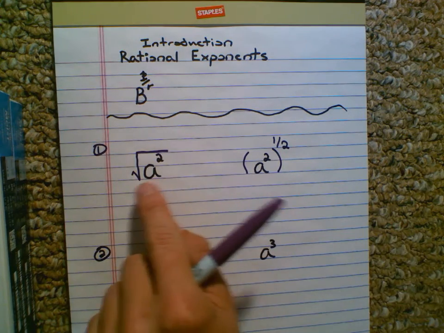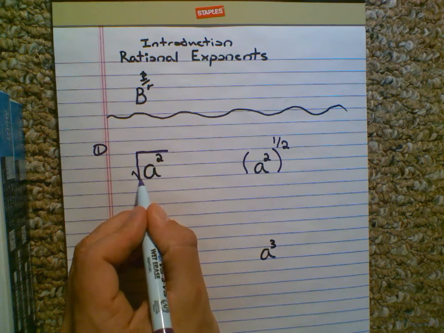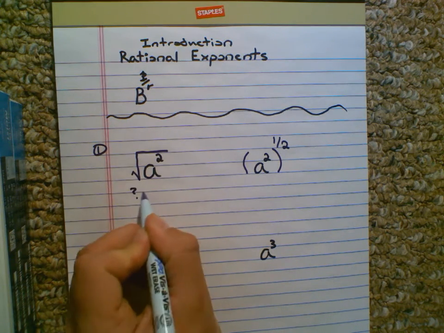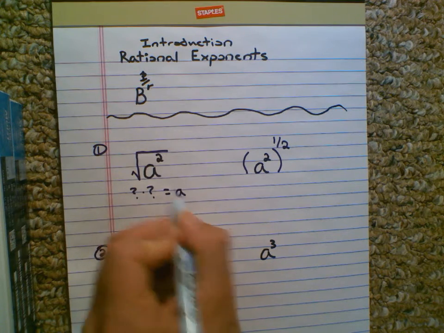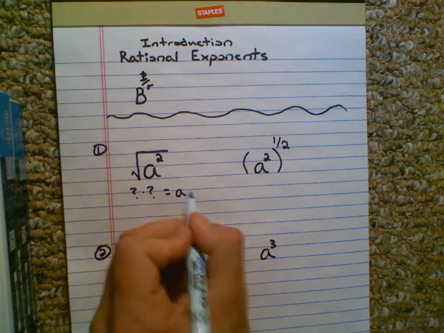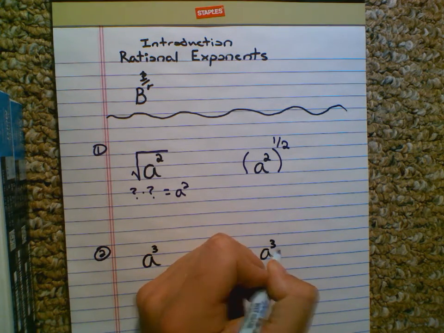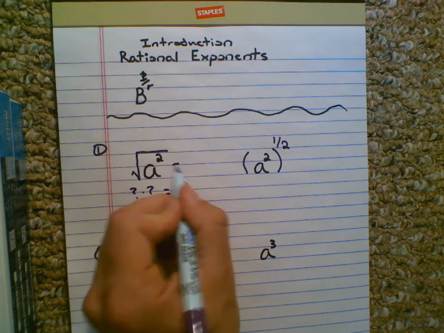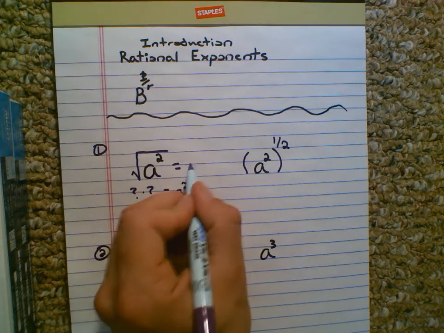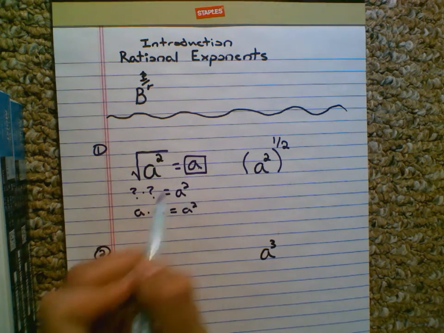Now, when I take the square root of a squared, remember that square roots are really asking you what number times itself equals the expression underneath the radical. So what times what gives me a squared? Well, a times a gives me a squared. So the square root of a squared would simply just be a, because when I take a times itself, I get a squared.